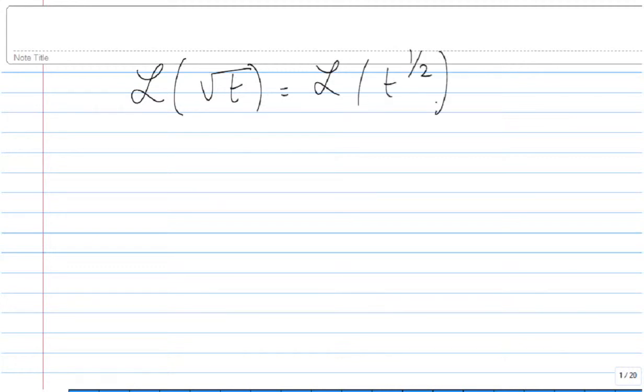So this problem is different from a previous one where we had to find the Laplace of t to the power n when n is a natural number. Now we would like to look at the Laplace of square root of t, in other words, Laplace of t to the power 1/2. And instead of doing t to the power 1/2, let us look at Laplace of t to the power p, where p is any number.